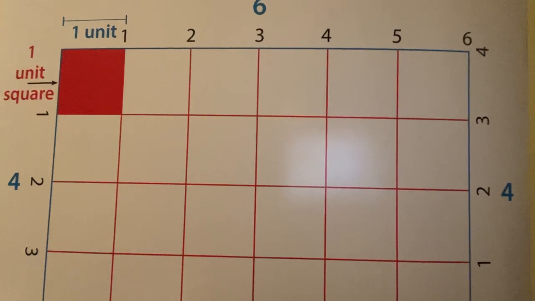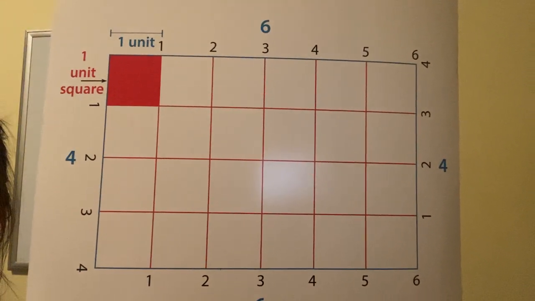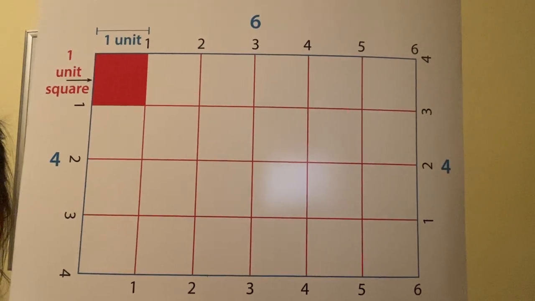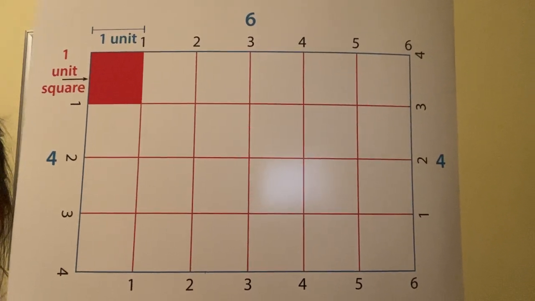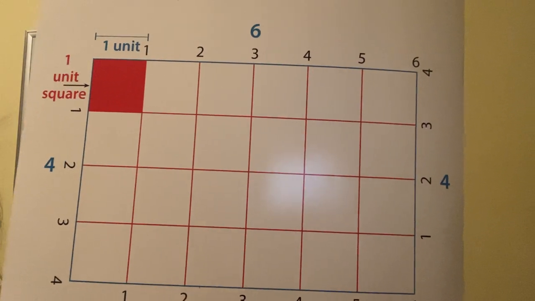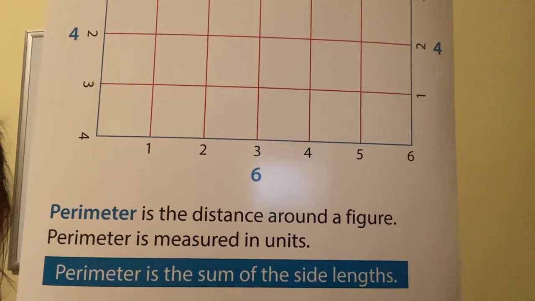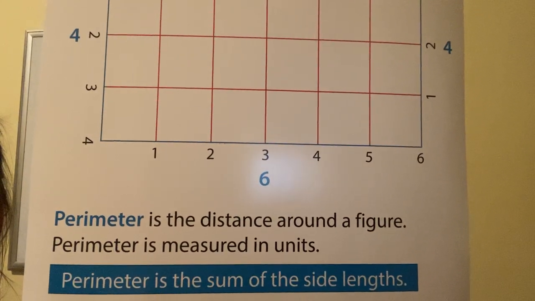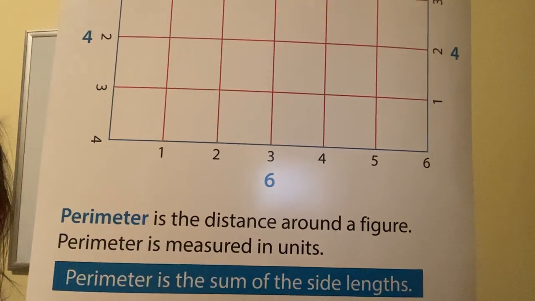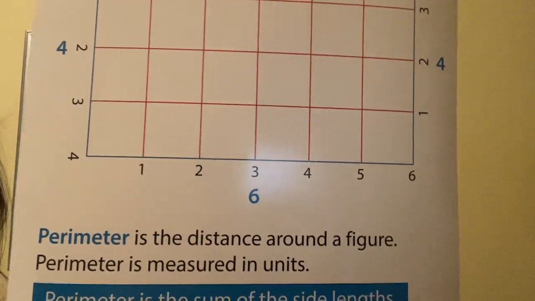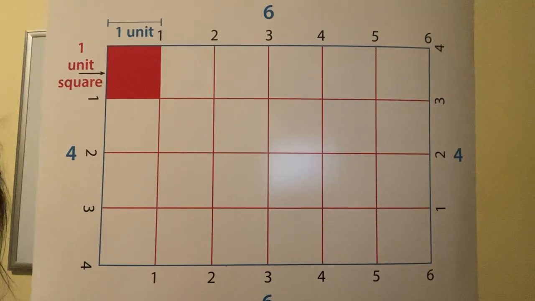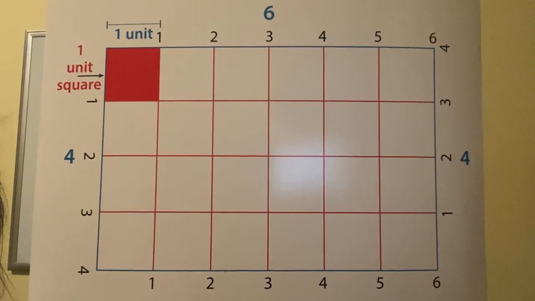So the distance around the rectangle, what do you call the distance around the rectangle? Not the inside part, their measurement. If you were going to walk all the way around the edges and measure that, what would that be called? Okay, that's called the perimeter. Perimeter is the distance around a figure. Perimeter is measured in units. And perimeter is the sum of the side lengths. If you were to walk around this rectangle, you'd be walking around the perimeter.